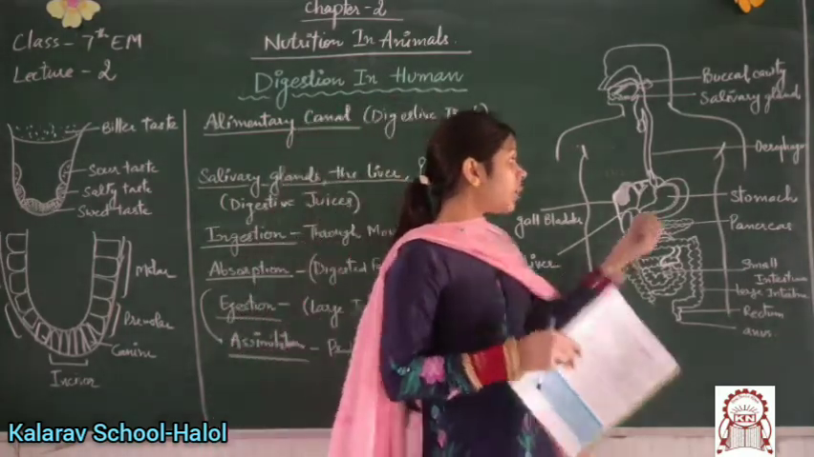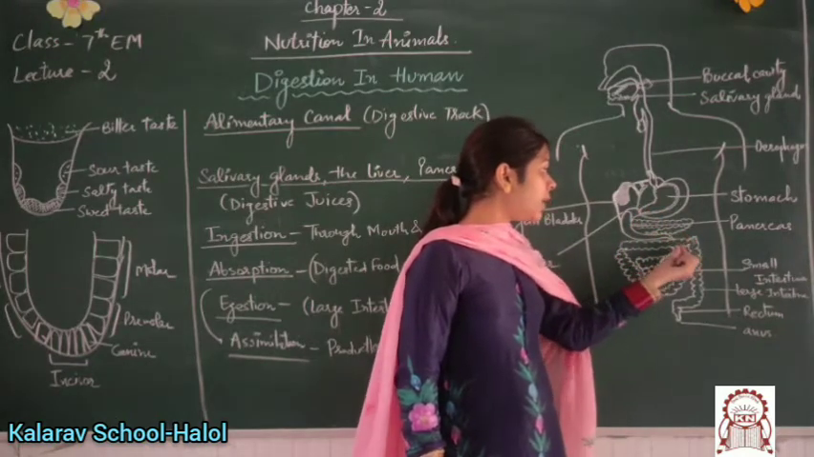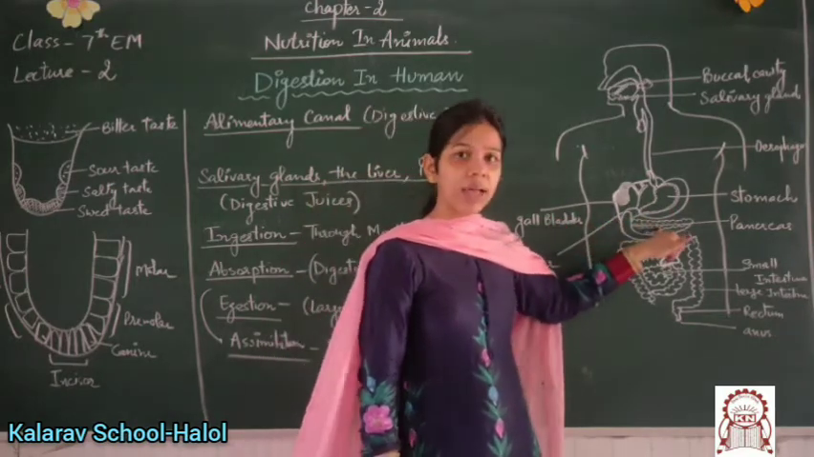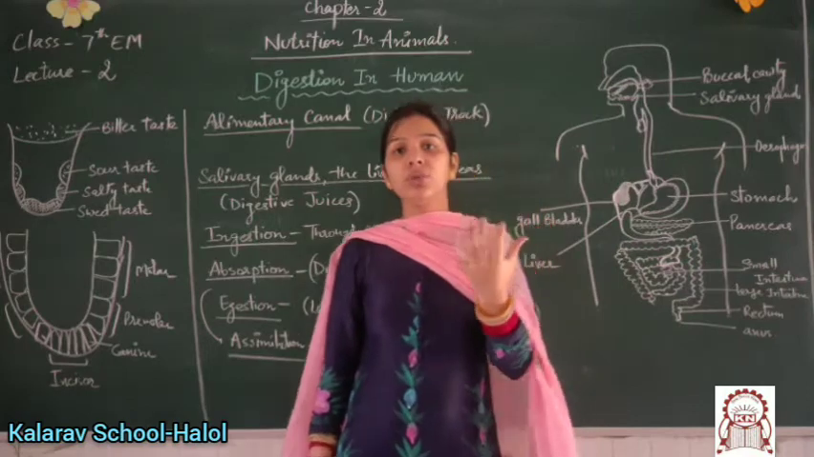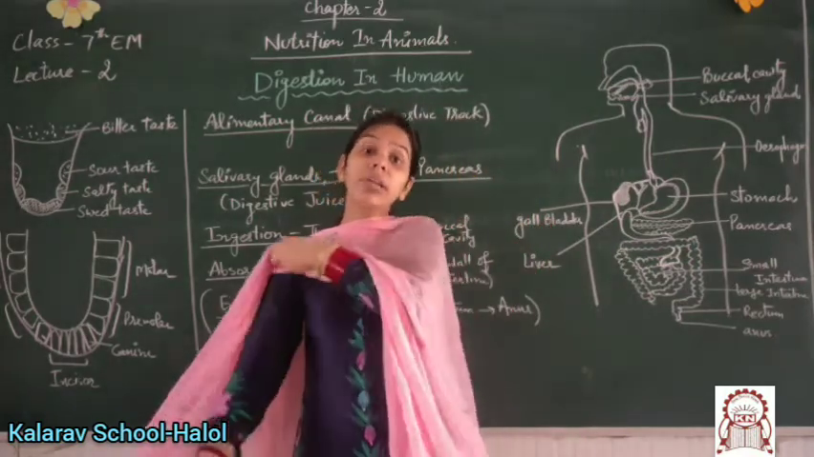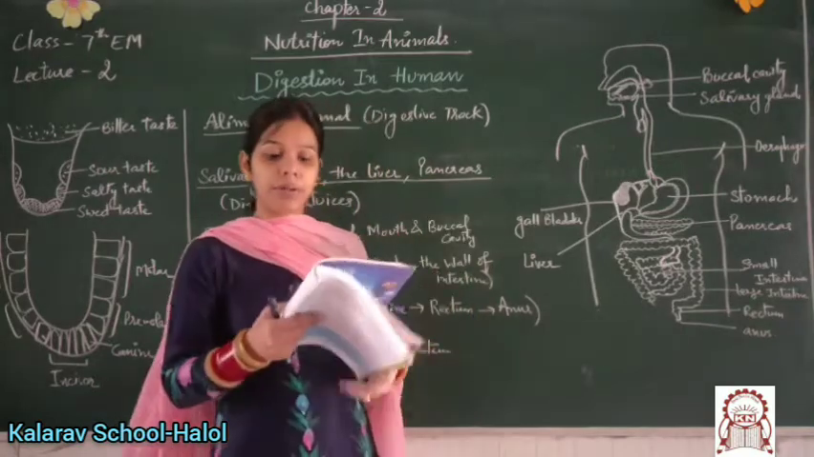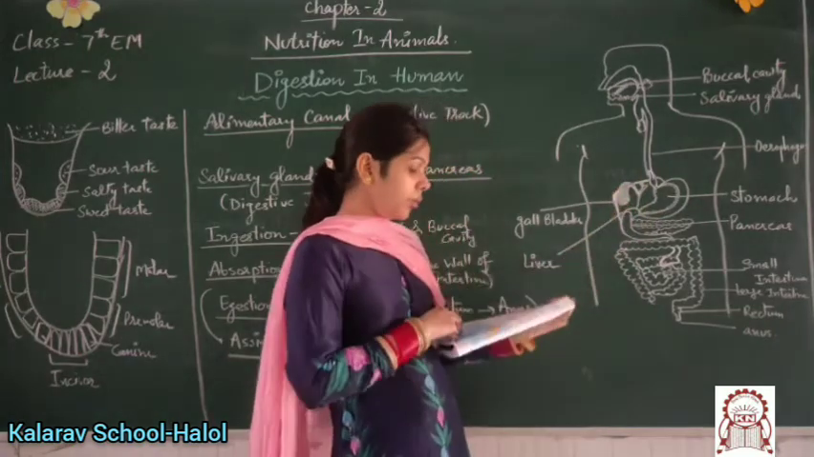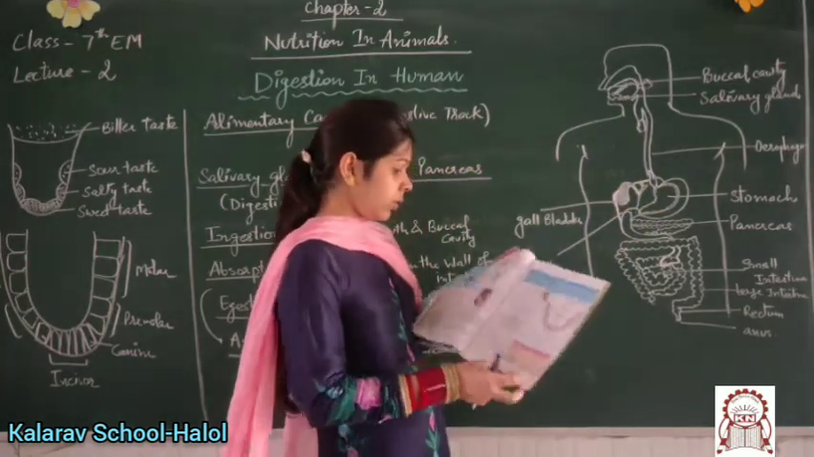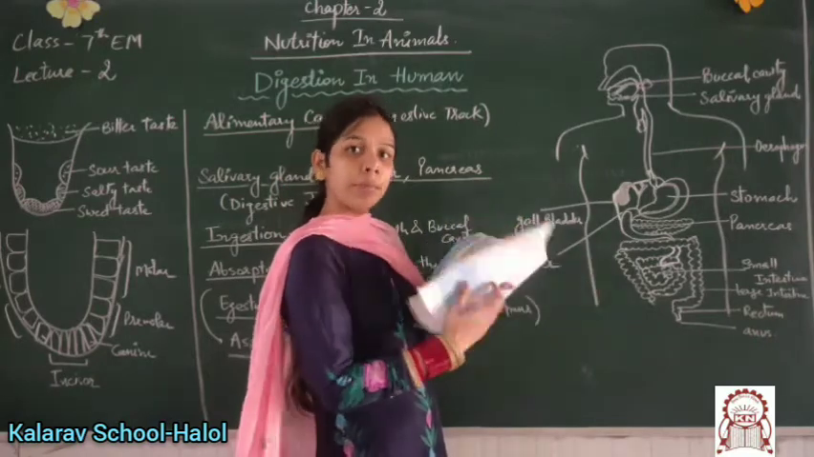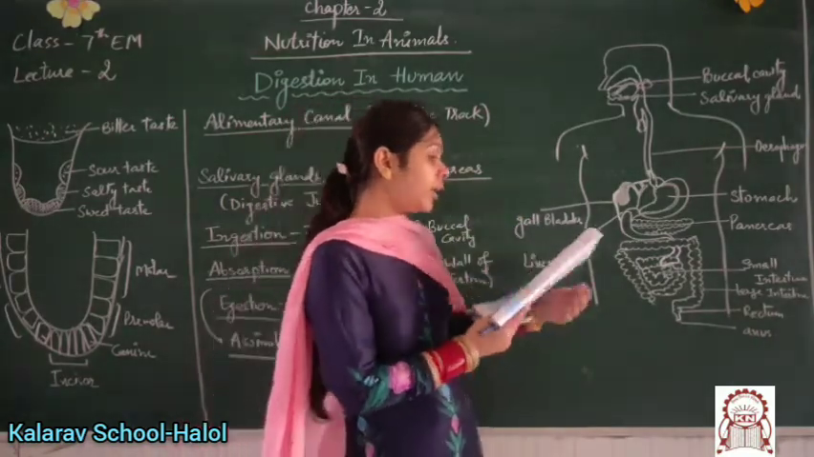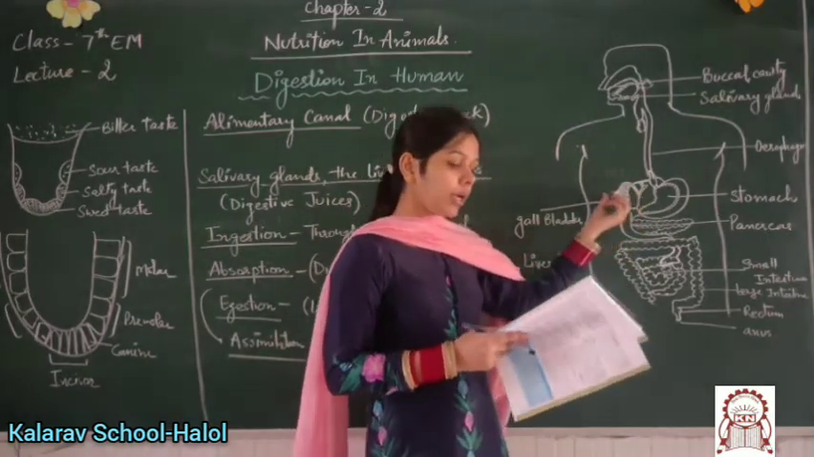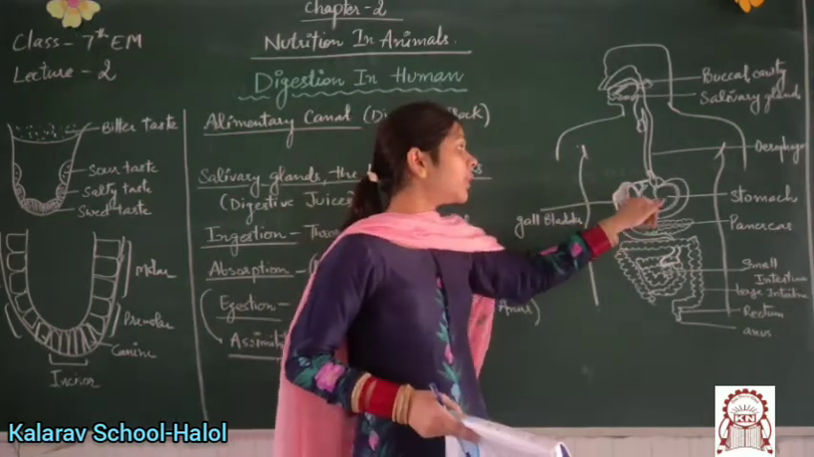Now next, the stomach is joined to the small intestine. For that, there are two other parts, that is the liver and pancreas. The liver and pancreas contain juices which convert the food items into other usable forms. Here you can see the liver in your book, a red colored bag. The liver is a reddish brown gland situated in the upper part. It contains the bile juice, which is stored in the gallbladder.